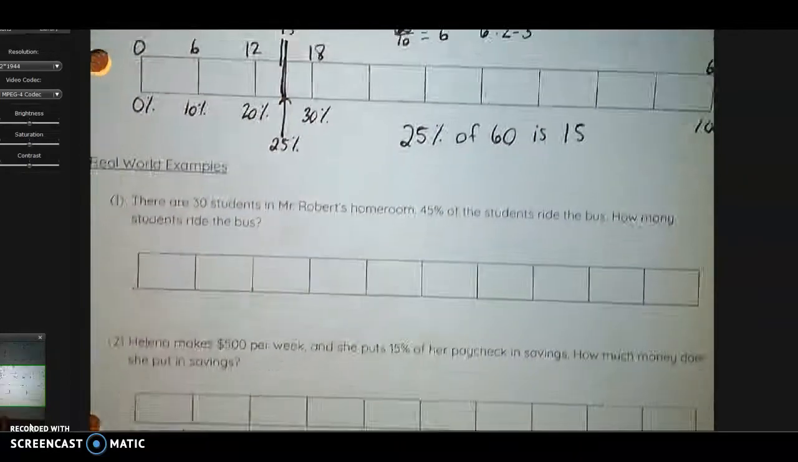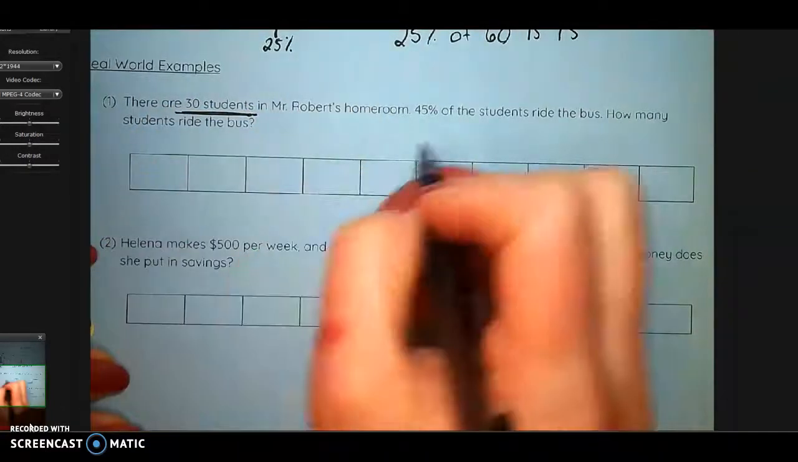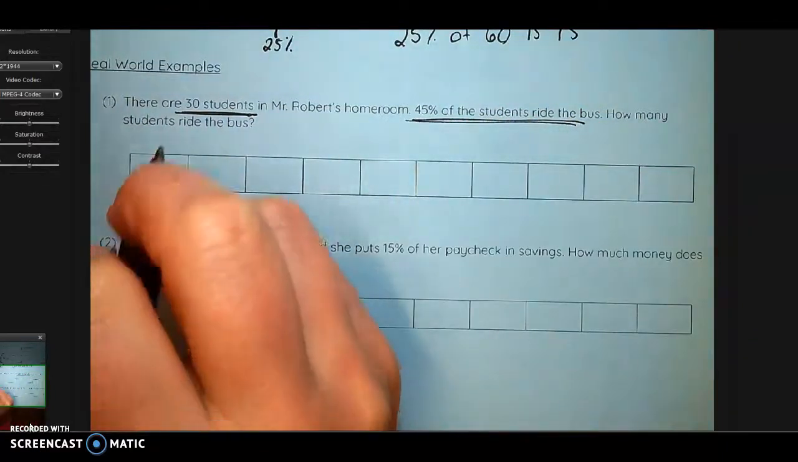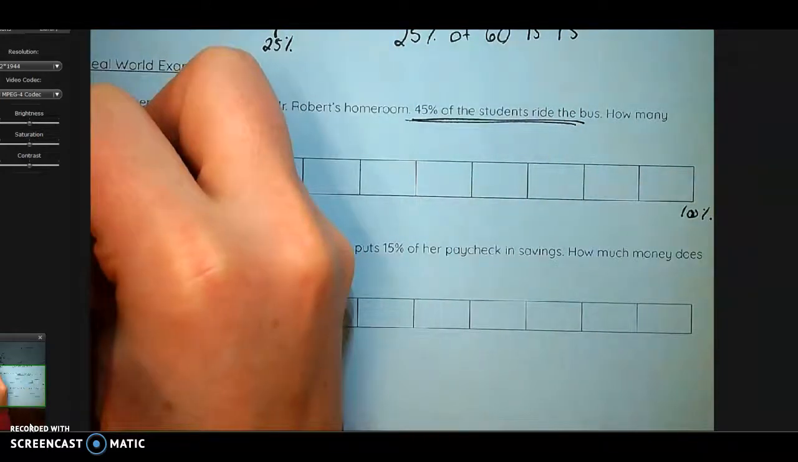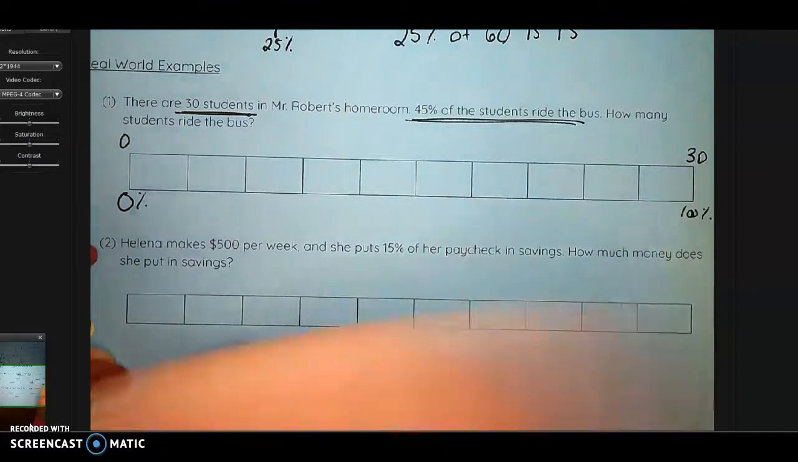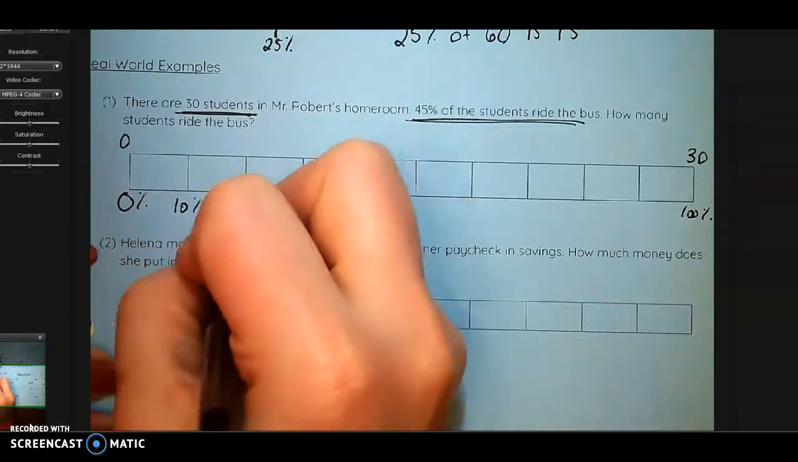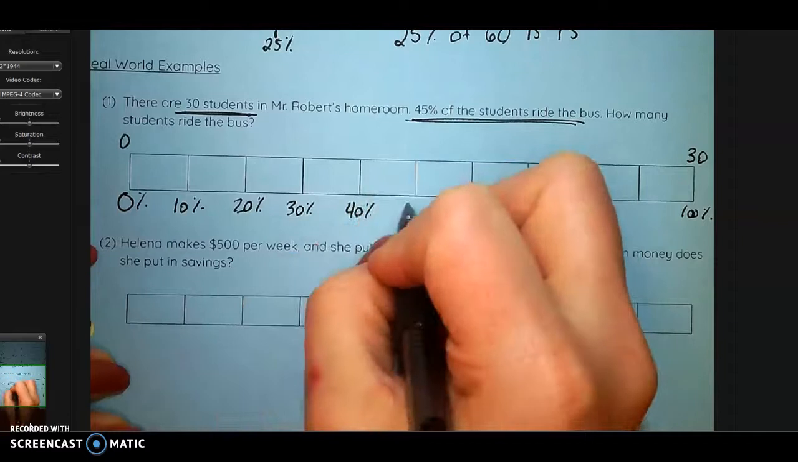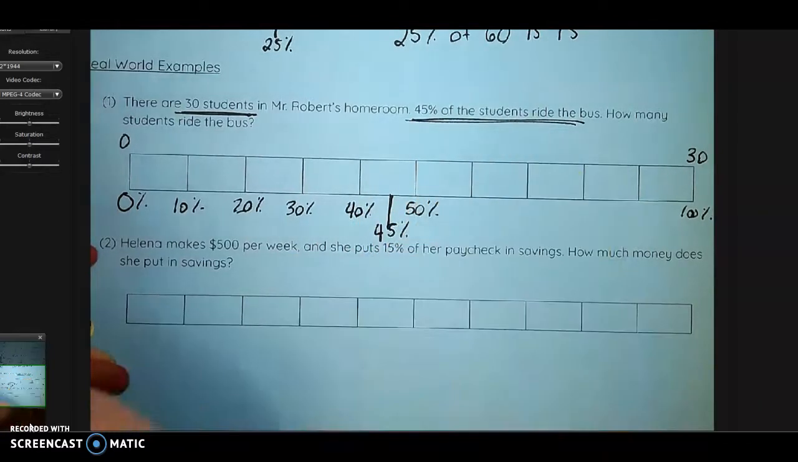Some examples where this would help us. There are 30 students in Mr. Robertson's homeroom, and 45% of those students ride the bus. So I want to know how many kids that actually is. So once again, 0 and 100% and 0 and 30, because there are 30 kids in the room. And we want 45%. So 10, 20, 30, 40, and it's 45, so I need to go to 50 and think what's in between here. 45%.